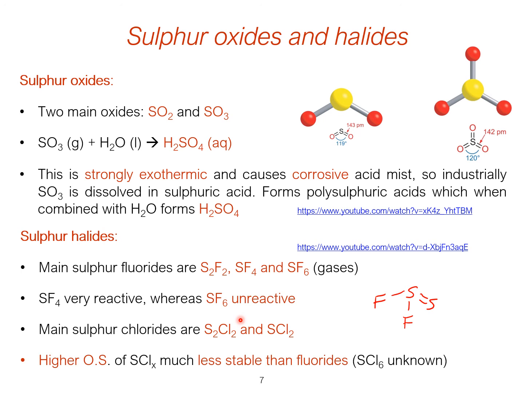Sulfur can also make compounds with chlorine, so you can get similar ones like S2Cl2 and SCl2, but the higher oxidation states of sulfur halides, like SCl6, compared to SF6, are much less stable than the fluorides. In the case of SF6 and SCl6, SCl6 is not actually known. And this is, like always, because of the size of the halogen as we've gone down the group.